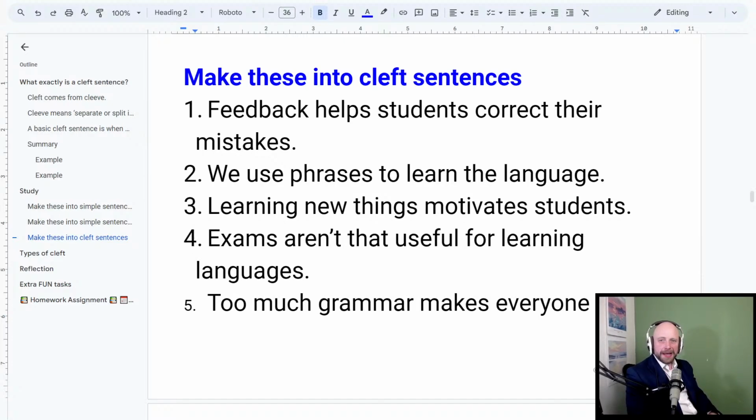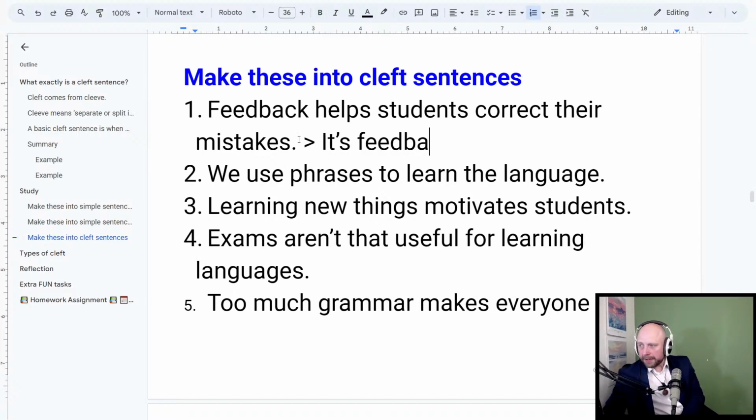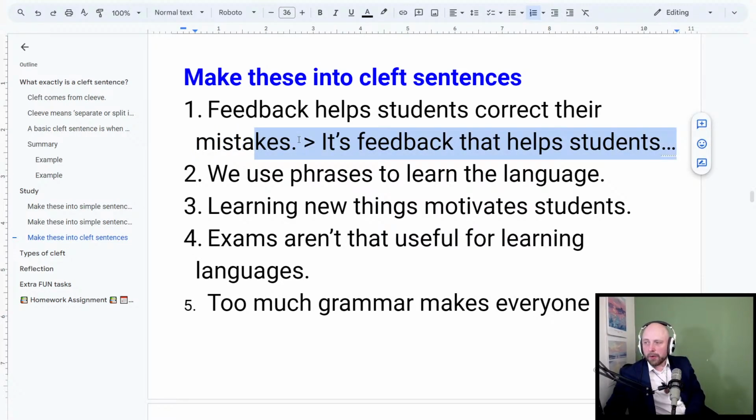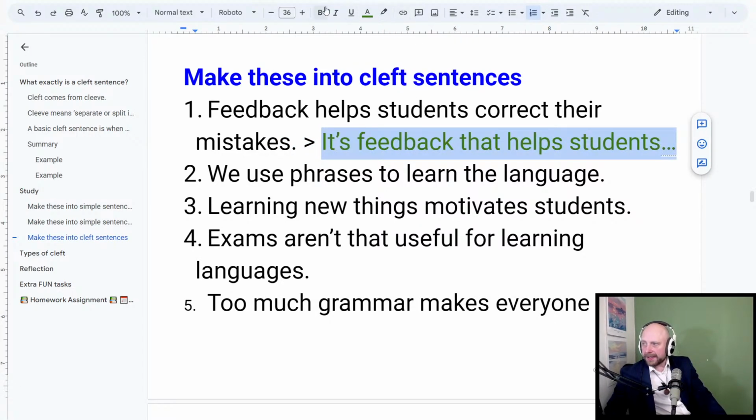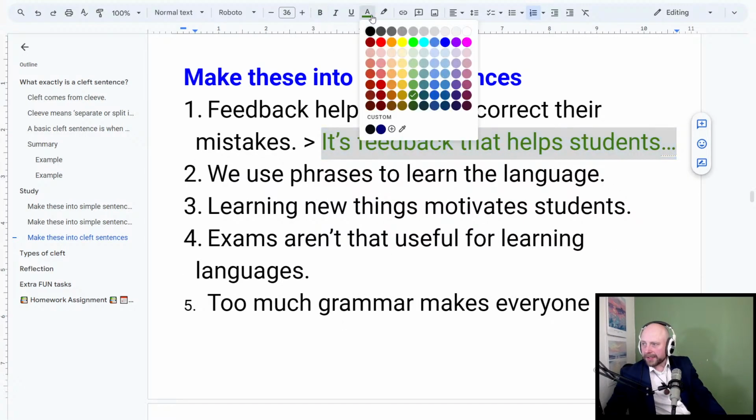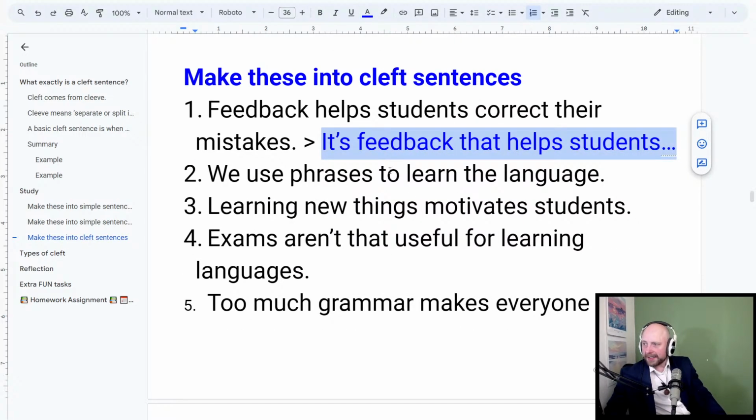For example, feedback helps students correct their mistakes. One way to do that in a cleft sentence is, it's feedback that helps students correct their mistakes. That is one way to do it. But there are other ways, and you can type those into the chat.